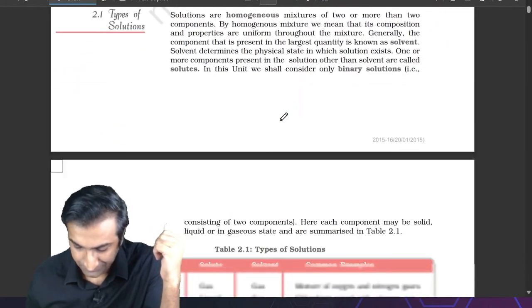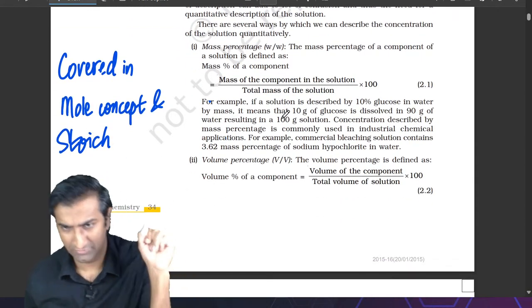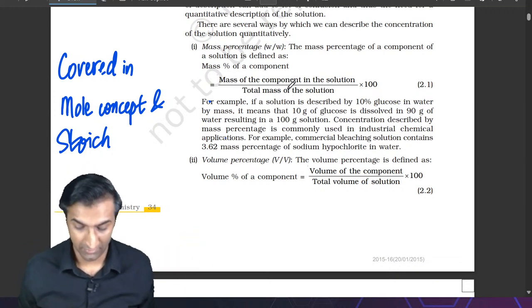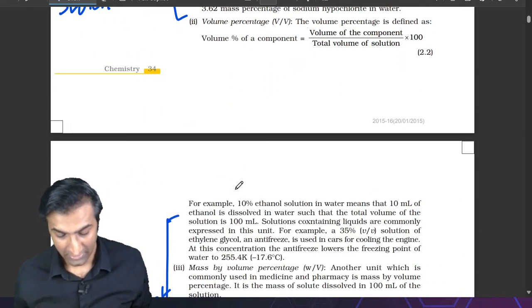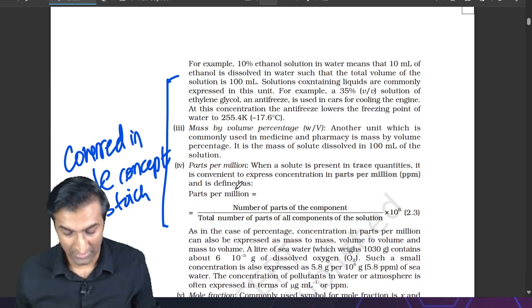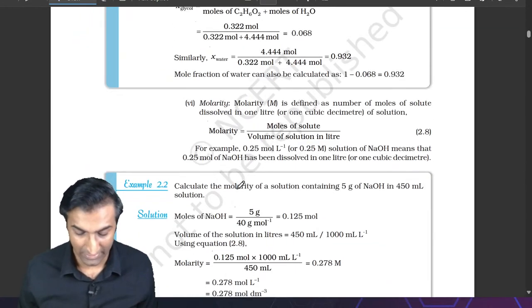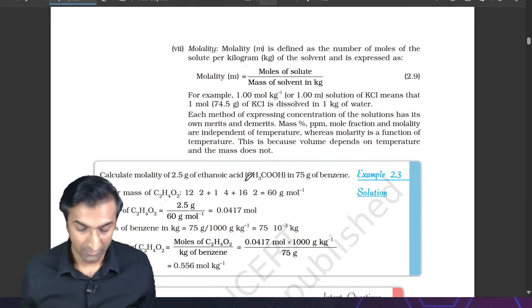I have covered some of these things in the mole concept chapter, which we've already done. This mass percentage and so on, all this has already been covered. If you're looking for topics on this, mass percentage, mass volume, parts per million, in fact, even mole fraction and a bit of molality as well, all this has been covered in the mole concept chapter. Check that video out.